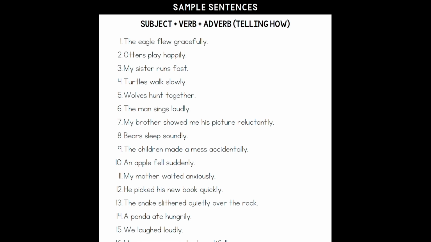Here are some examples of sentences you can use that include adverbs that tell how an action happened. These are great, again, for anchor charts or giving examples to students before they are writing or if they need extra support after they have tried writing their own sentences.